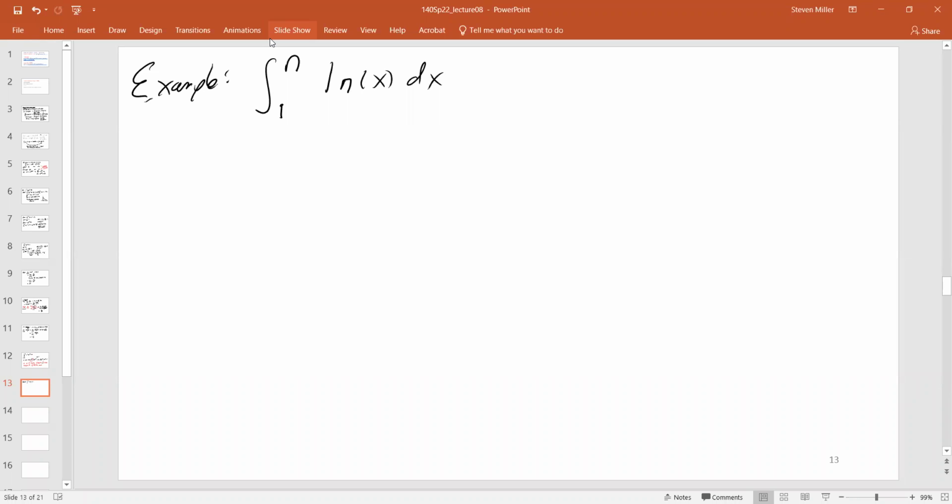Do people prefer me to use ln rather than log? I will try to use ln at the beginning of the semester. If I ever slip and use log, though, we're always using base e. I will try to do ln.